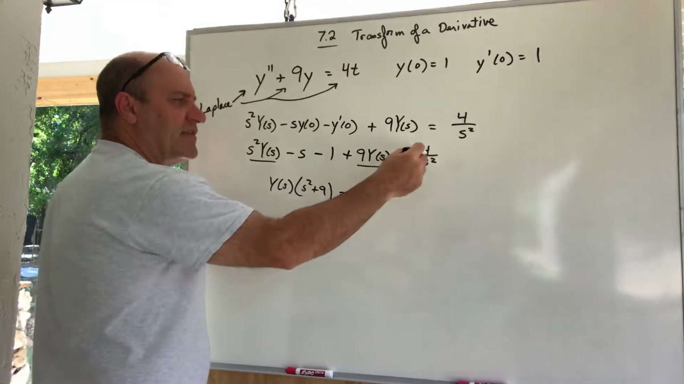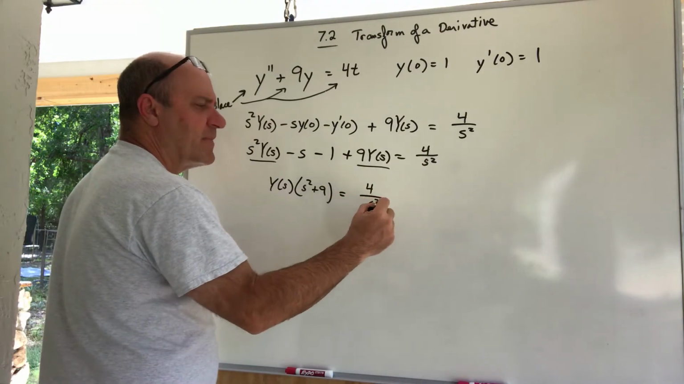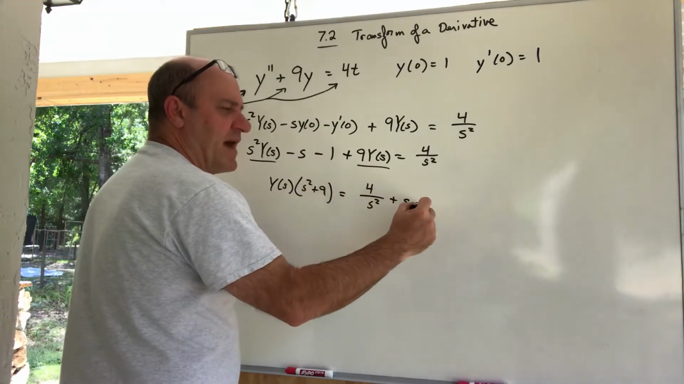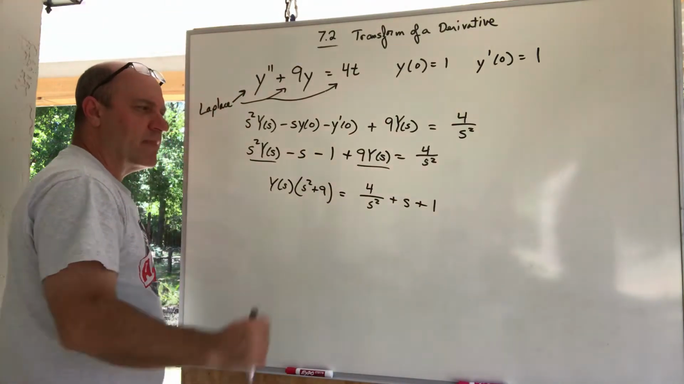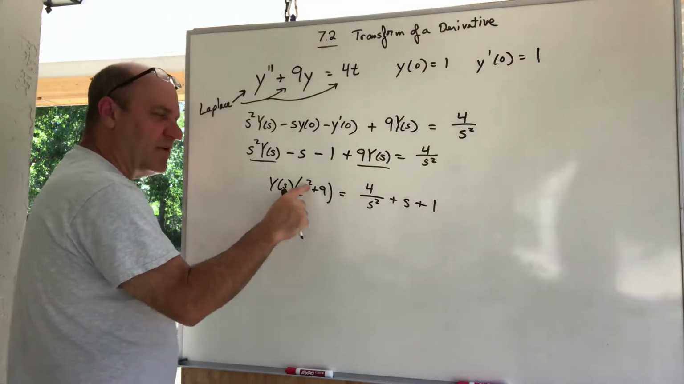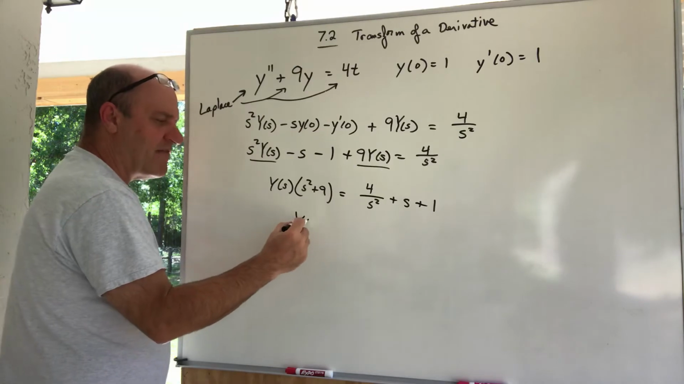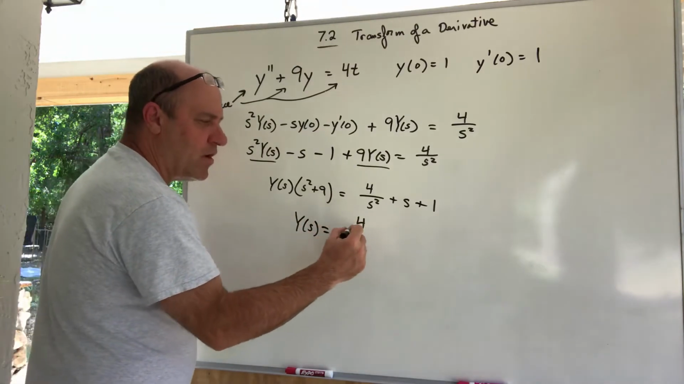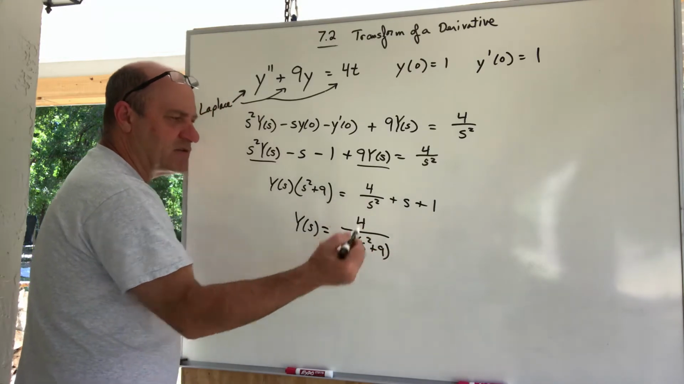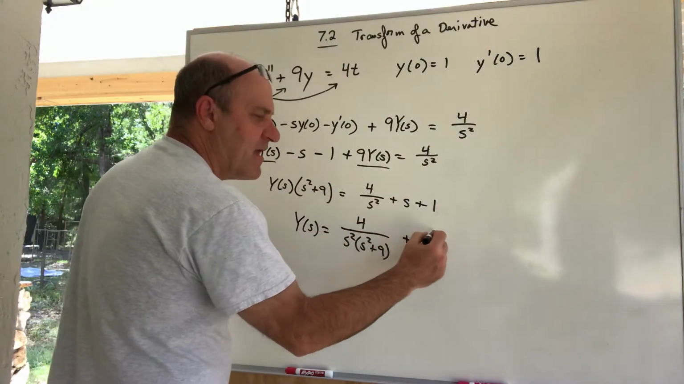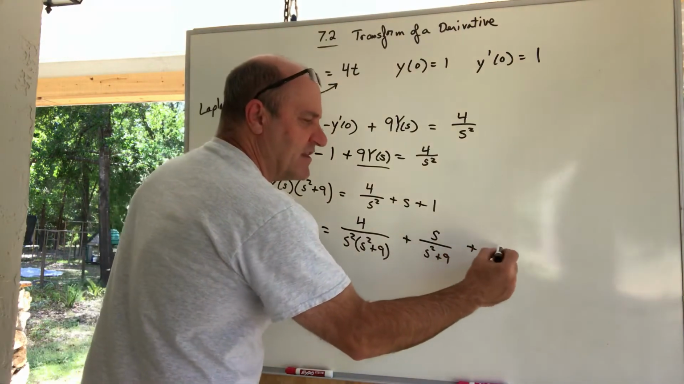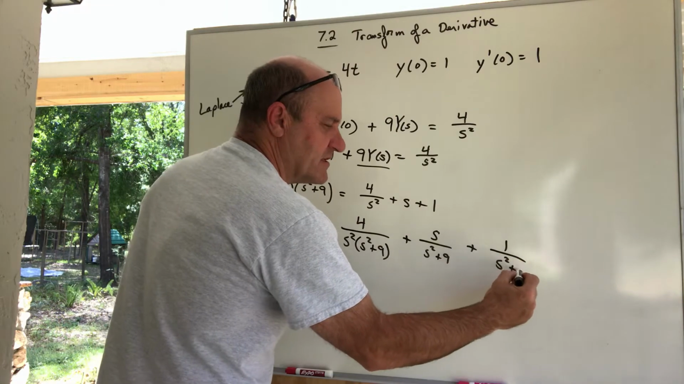Now over on the other side, there's this 4 over S squared. And I move this over, it's a positive S. I move this over, it's a positive 1. Move those to the other side. I'm trying to get big Y of S by itself, so I'm going to divide by this. Big Y of S is 4 over S squared plus 9, I just divided by S squared plus 9. I'm dividing that S by S squared plus 9, and I'm dividing this 1 by S squared plus 9.